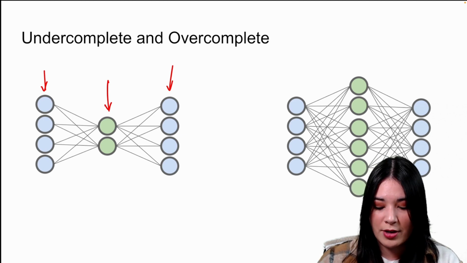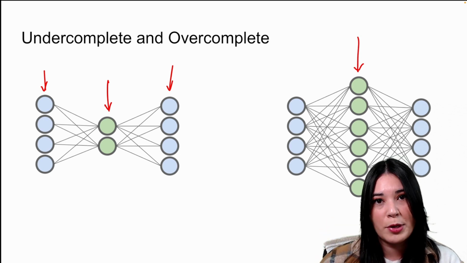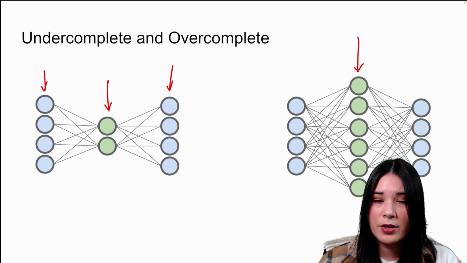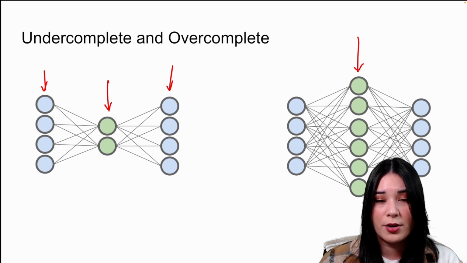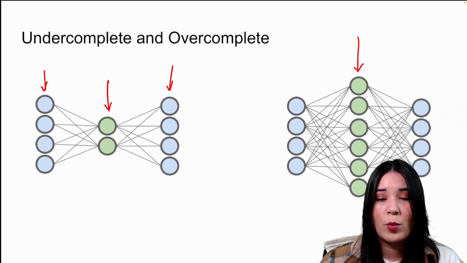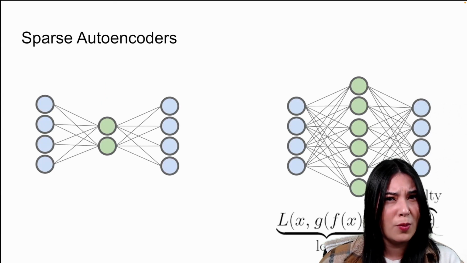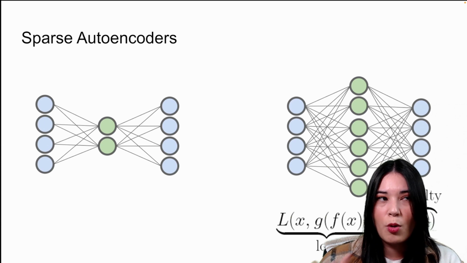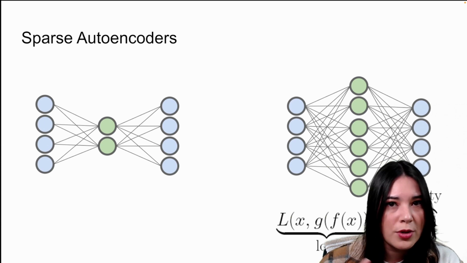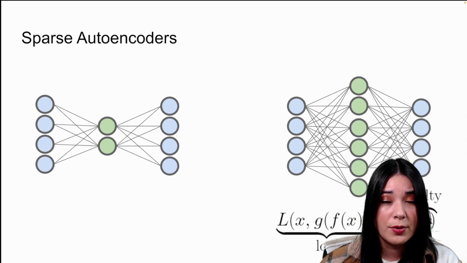However, autoencoders can also have hidden layers that are larger in dimension than the input and output. These types of autoencoders are called overcomplete autoencoders. So again, when the hidden layer is smaller than the input and the output, that's an undercomplete autoencoder. And when it's larger than the input and output, it's an overcomplete autoencoder. But you might be asking, well, why would I ever do that? Because the whole point of the autoencoder is to do compression. Well, that is still the goal of an overcomplete autoencoder.